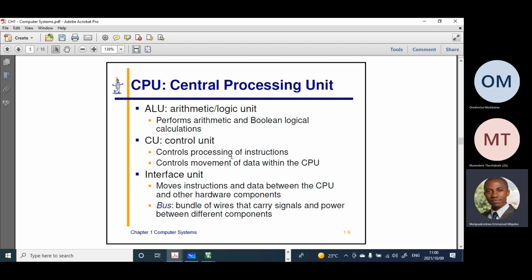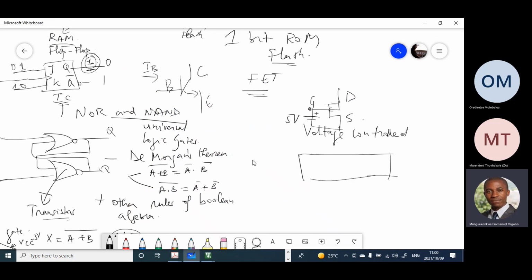So now, what is the core element that makes up an interface unit? You cannot speak about an interface unit without speaking about a bus. And a bus, by basic definition, is a set of wires.